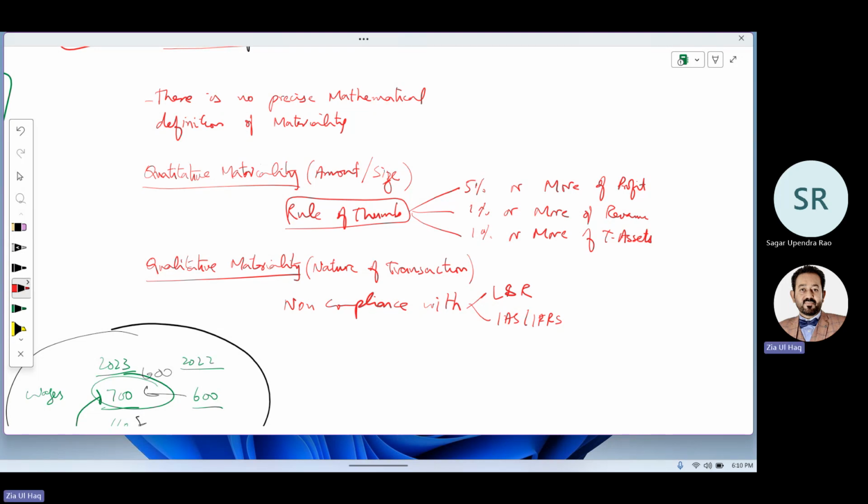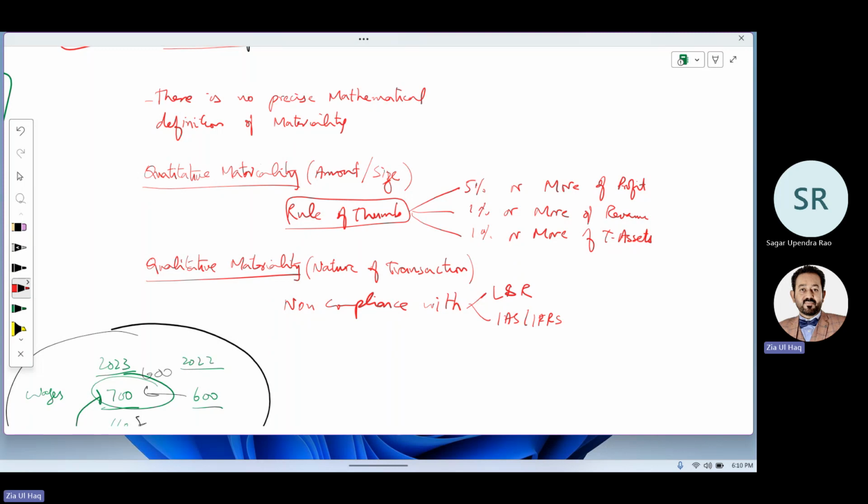But we shouldn't compare with profit only. We should also compare with revenue, the sales figure as well. And for sales, the threshold is 1% or more of sales will be considered material. Below this will be considered immaterial.